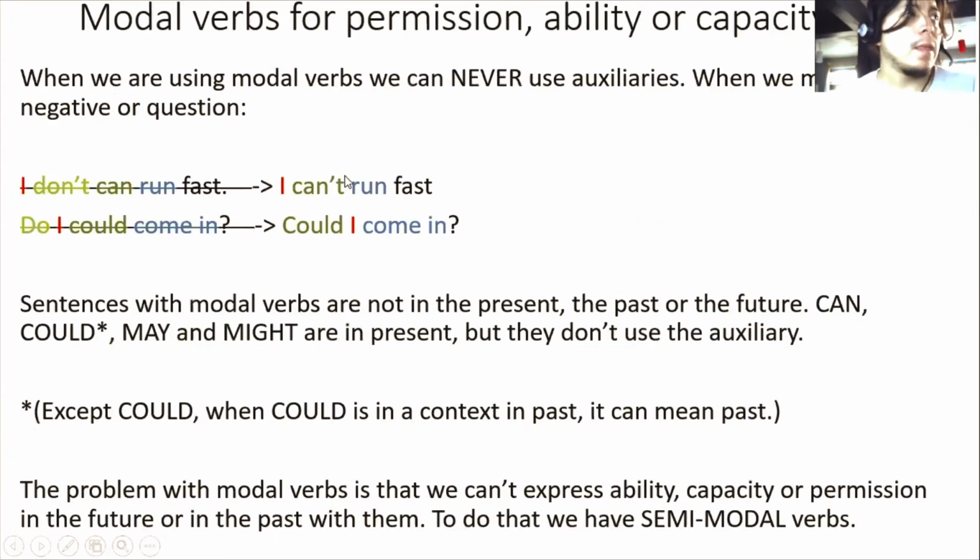First, when we are using modal verbs, we can never use auxiliaries, okay? So you never, ever, ever combine them. You can never say "don't" and "can." You never say "do" and "could." This is an auxiliary. This is a modal verb, and you don't have space for both of them. If you want to make a negative: "I can't run fast." If you want to make a question: "Could I come in?" But you never combine them. Sentences with modal verbs are not in the present, past, or future because they never use the auxiliary. But in this case, they are all in the present.